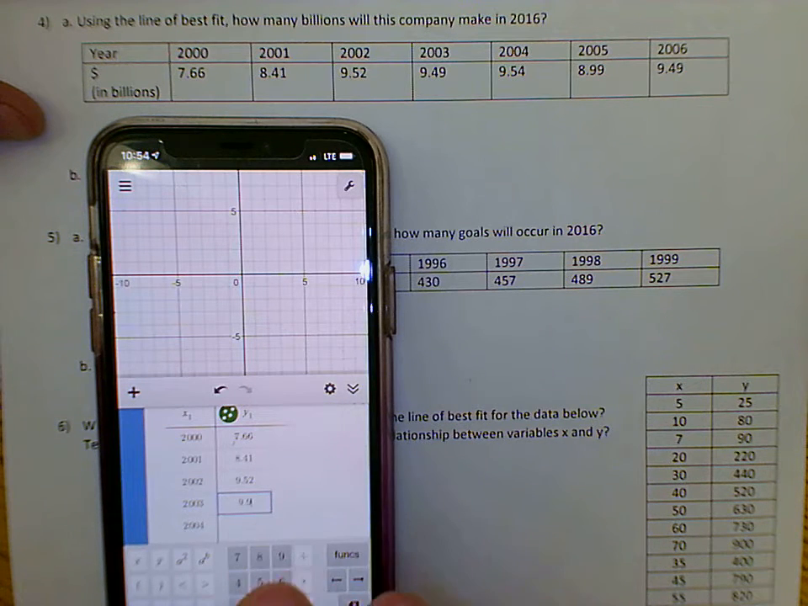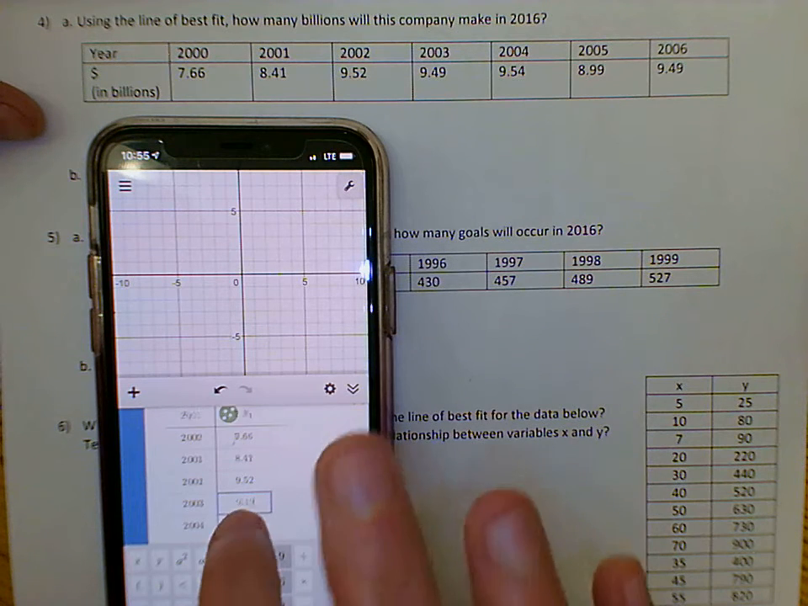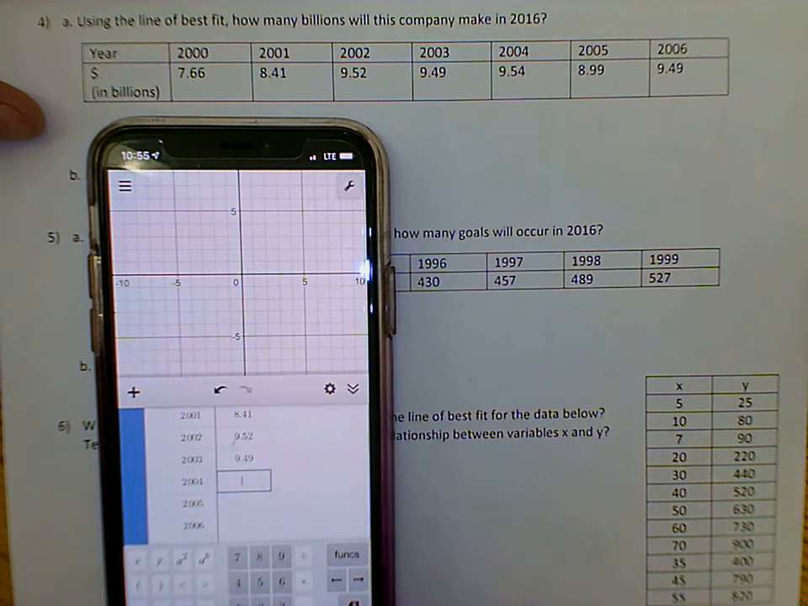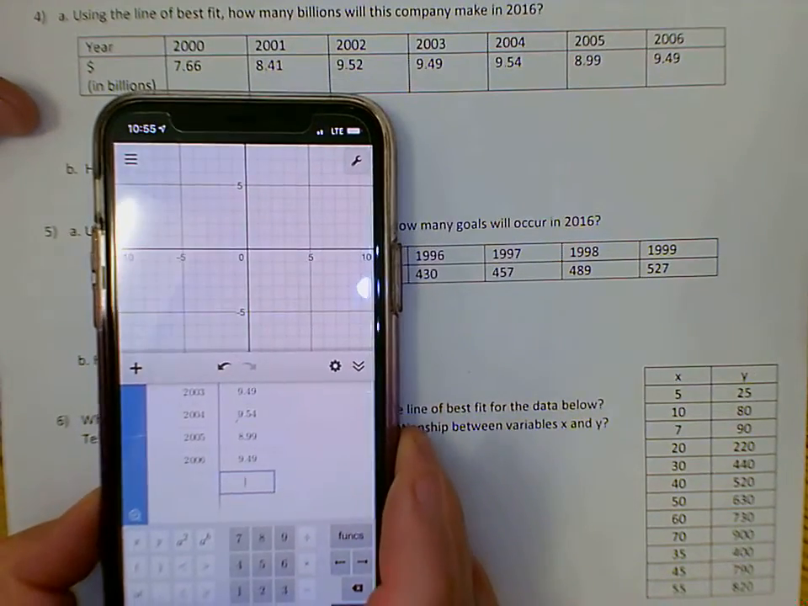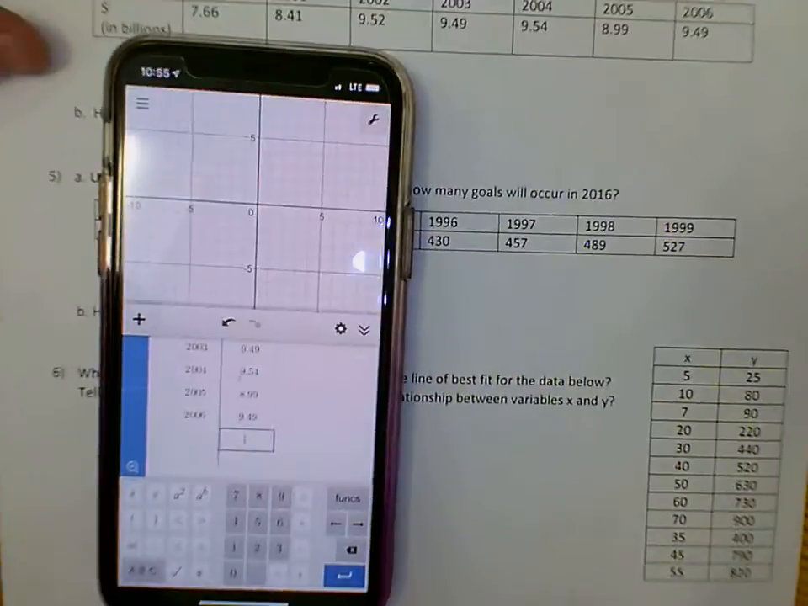So you're looking at the years, and you're looking at how much they've made in billions. And so just make sure you keep that in mind so that when you get your answer, you'll know what that number means. So we got 9. Wow, it's really hard to type on this. All right. So once you get your data entered, hopefully you guys can see that at least okay. I know it's a little blurry.